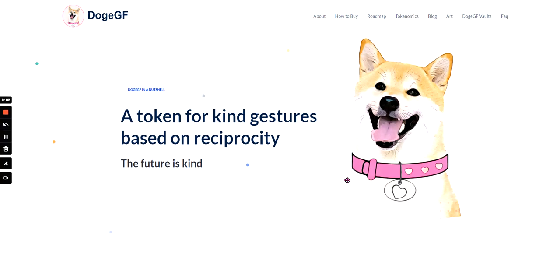Today we'll be looking at Dogegf. This is dollar Dogegf and it's on the Ethereum network. I'm currently on the website dogegf.com. I'll link it in the description so that you can do your own research.